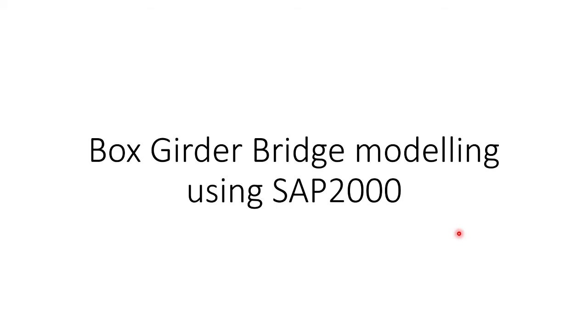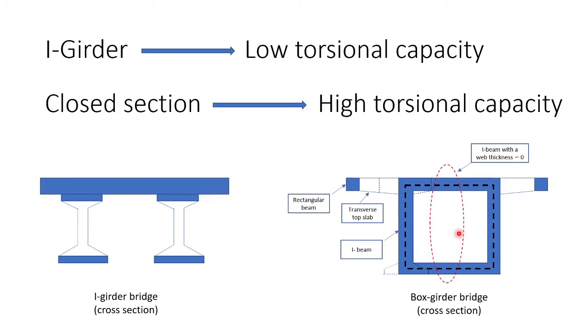The idea of this video is to show you how to model a box girder bridge using SAP2000 software. Before moving on to the model, there are a few things that you should know. If you consider a single I-girder section, it will give you a very low torsional capacity. So the idea of going for a box girder bridge is to have a high torsional capacity due to its enclosed nature. Using I-girders, we can establish a closed section that will give a very high torsional capacity in a box girder bridge.